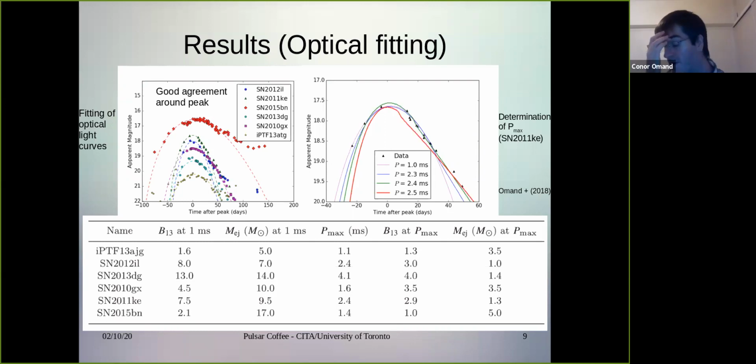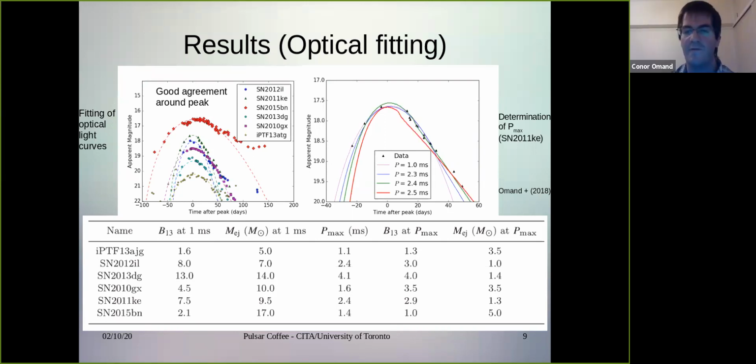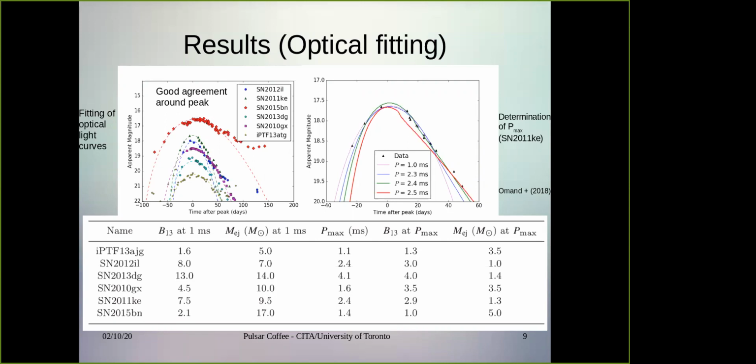Yeah. So the pulsar nebula tends to dominate after the spin down time, as long as the spin period is less than about 4 or 5 milliseconds. Right. Thanks. Yeah, no problem.